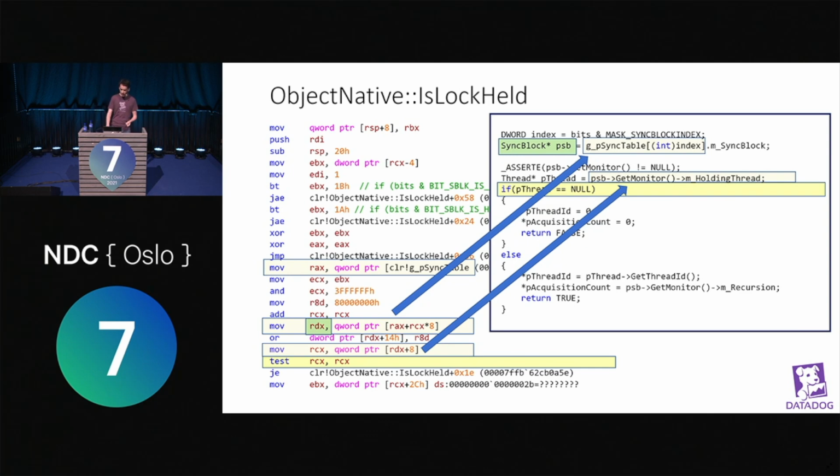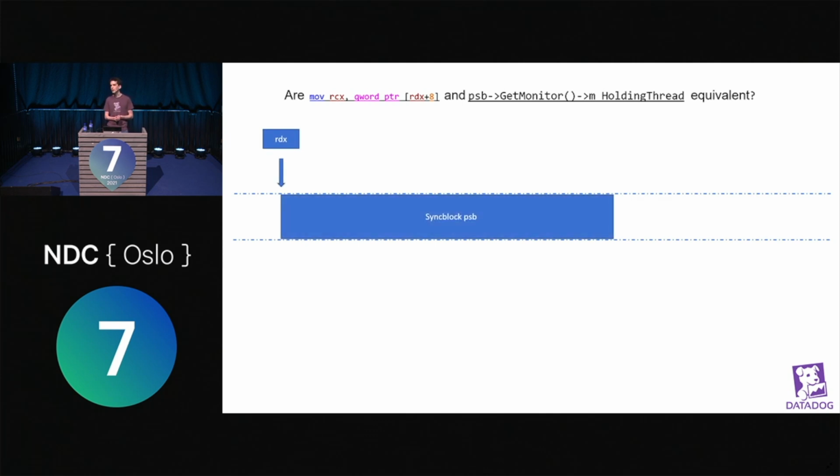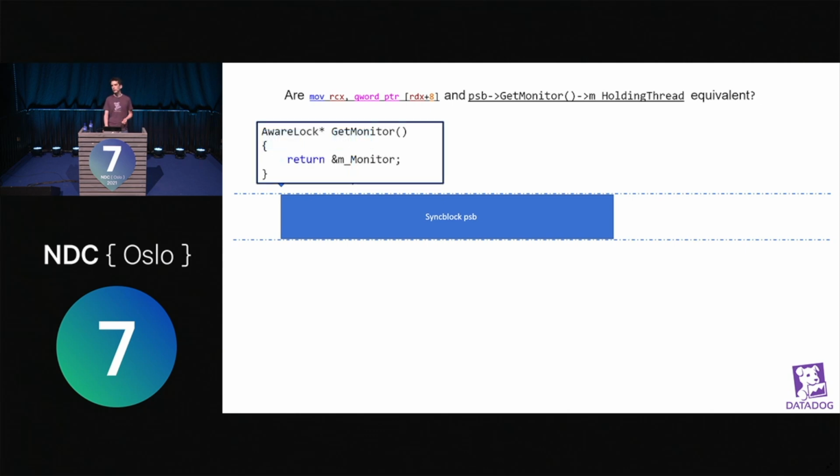Basically, what I needed to verify is whether reading the memory at address RDX plus 8, when RDX stores the address of the sync block, is the same thing as calling GetMonitor on the sync block and fetching the m_holdingThread field. In other words, I assumed that I had the sync block in the RDX register, and I tried to figure out what was at RDX plus 8. To do that, I first checked the source code of the GetMonitor function. All it's doing is returning the address of the m_monitor field.